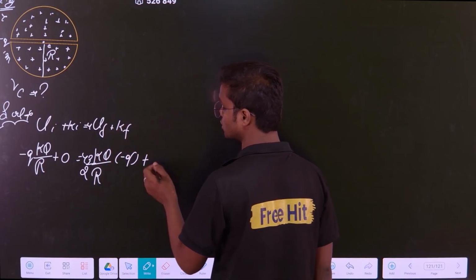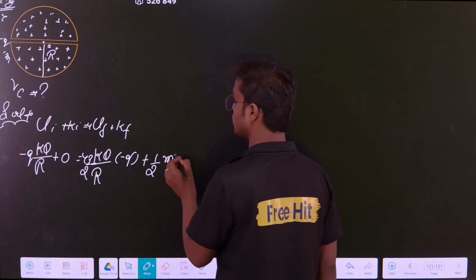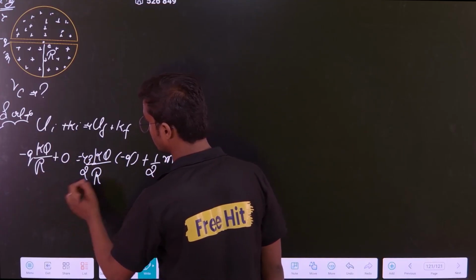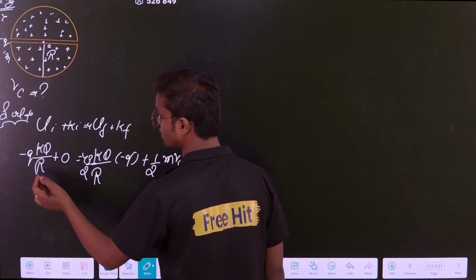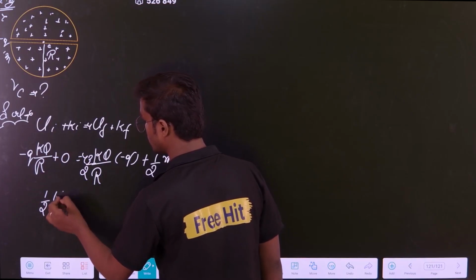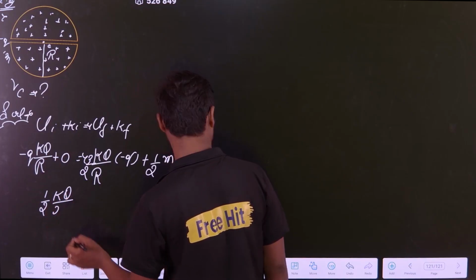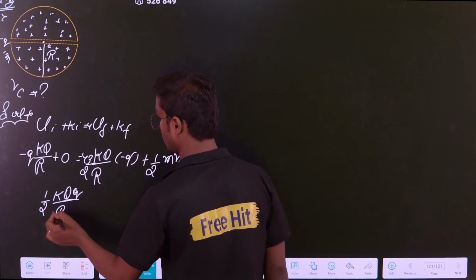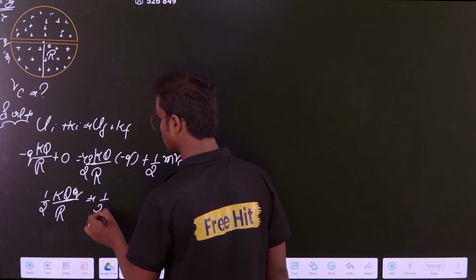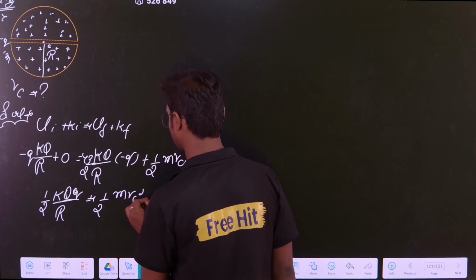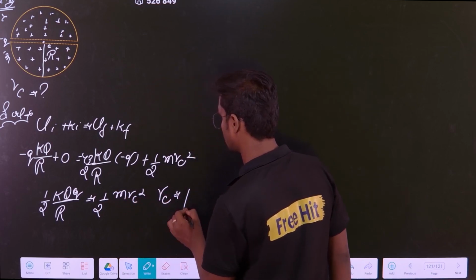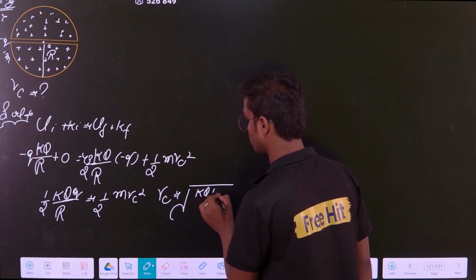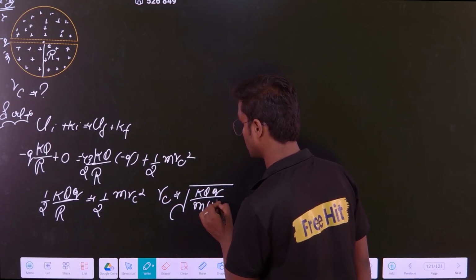What is the kinetic energy? Kinetic energy will be half m Vc square. Now calculate Vc square. 3 by 2 minus 1 is 1 by 2, so 1 by 2 kQq by R will be equal to 1 by 2 m Vc square. So from here Vc is equal to root over kQq by mR.